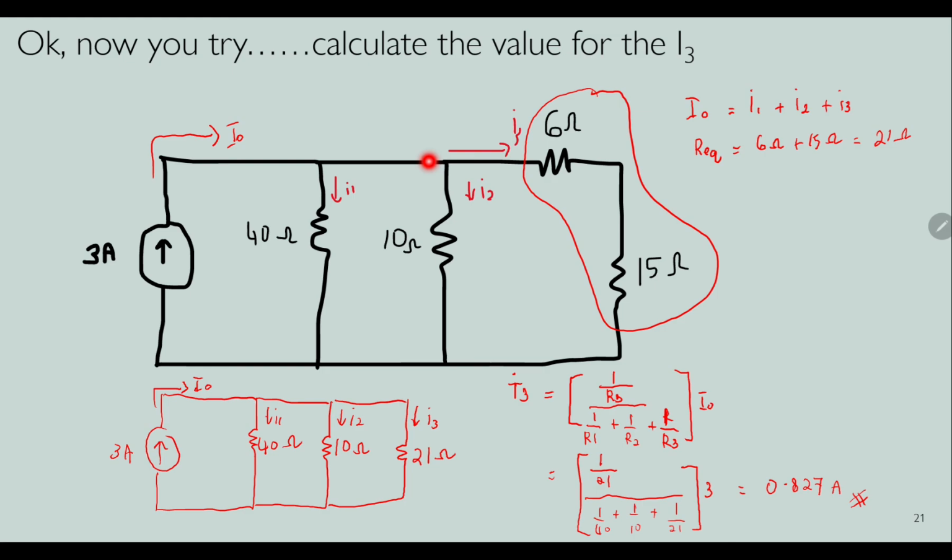So you can calculate I1, I2 and I3. The value for I1 plus I2 plus I3 should be equal to I naught. Then you know that your answer is correct. That's all for example 1.